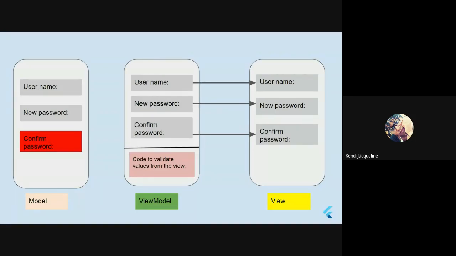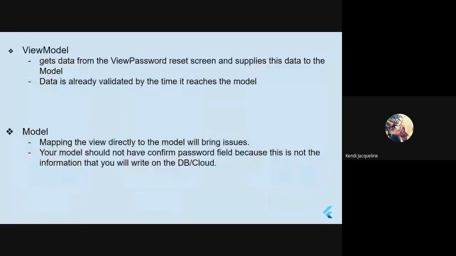All right. I hope that one is more clear. So here, as I said, the view model gets data from the view, the password reset screen, and supplies the data to the model. This data is already validated by the time it reaches the model.